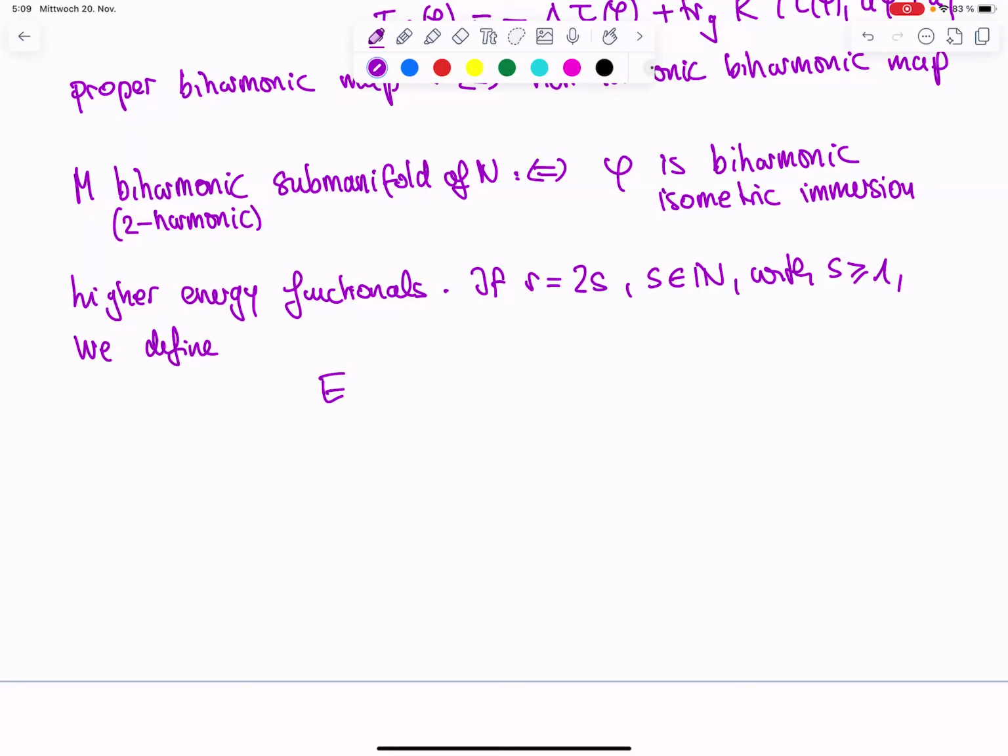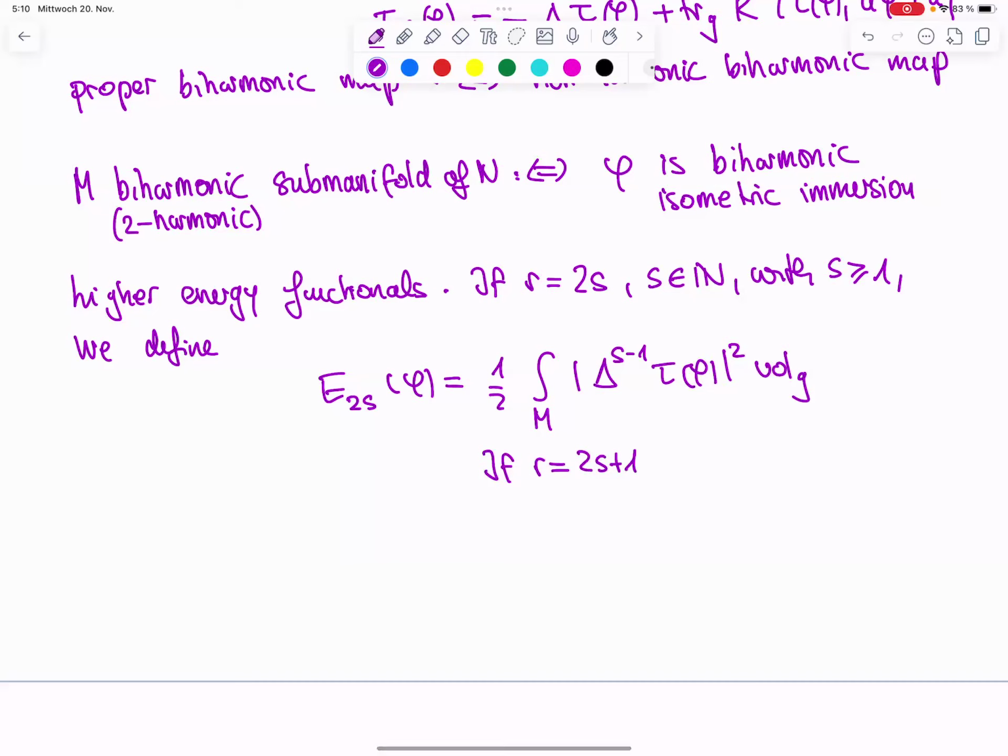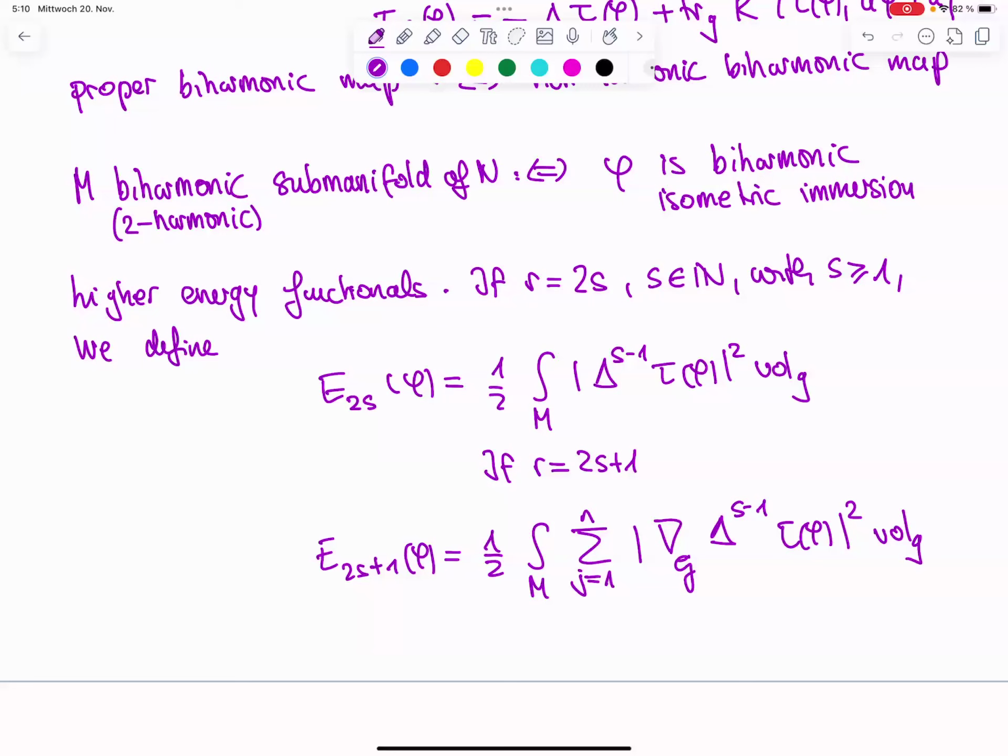the R-energy of phi to be 1/2 integral over M of the norm squared of the Laplacian to the power s minus 1 of tau of phi, times the volume form. And similarly, if R happens to be 2s plus 1, then we define E_{2s+1} of phi to be 1/2 integral over M of the sum from j equals 1 to n of the norm squared of nabla e_j of this expression here, where the e_j constitute a local orthonormal frame of M.